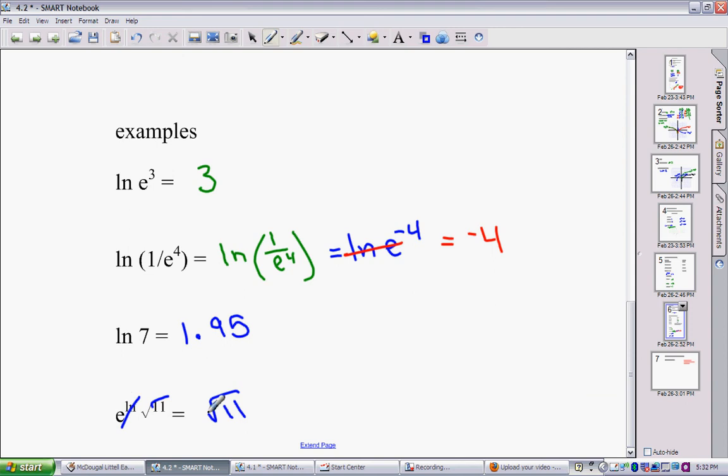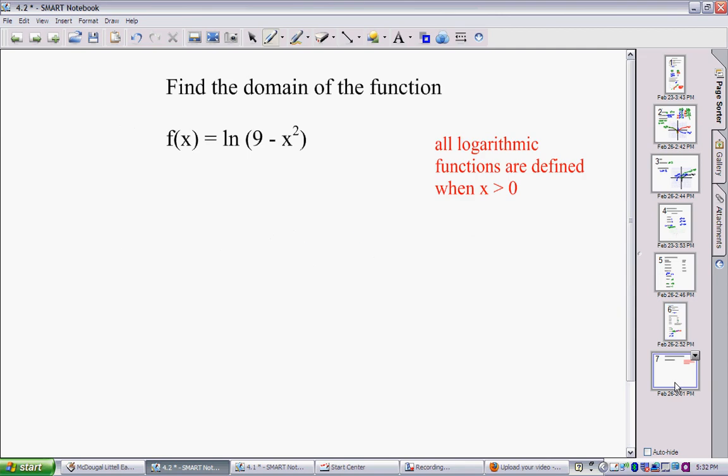The last thing we're going to cover today is finding the domains of a function. All logarithmic functions, whether the common log, the natural log, or logs of any base, are always defined when x is greater than 0. So whatever's inside, we've got to make it greater than 0. So we have f of x equals the natural log of 9 minus x squared. So it's defined whenever 9 minus x squared is greater than 0.